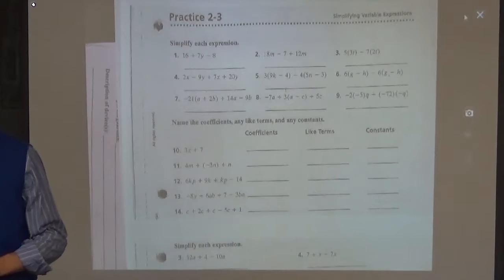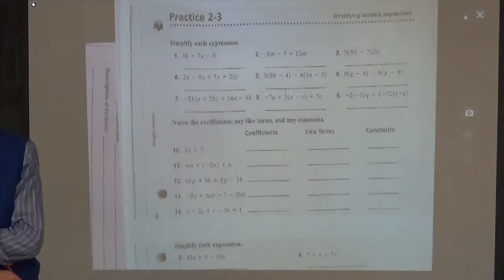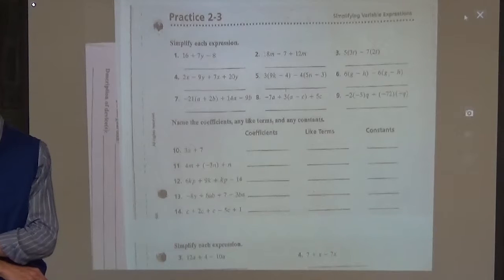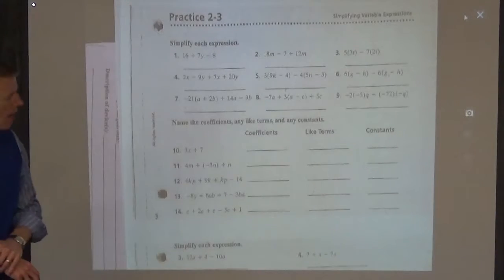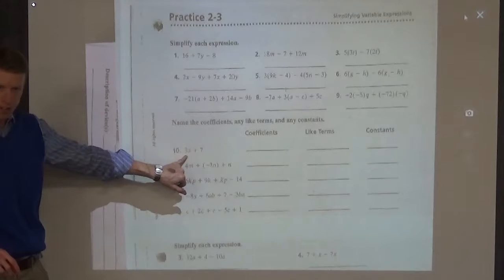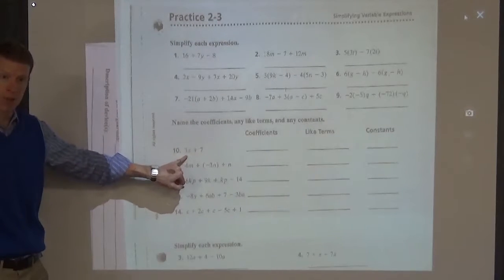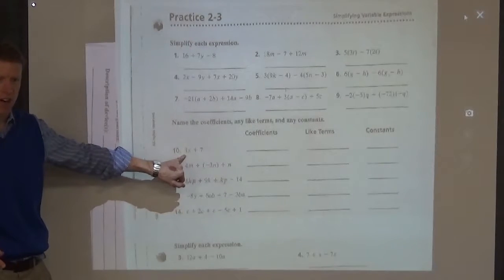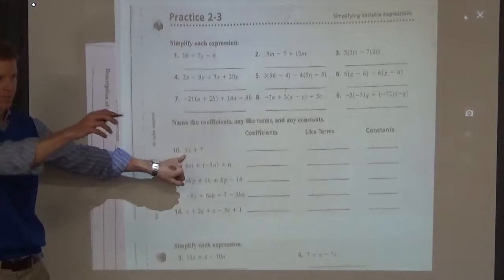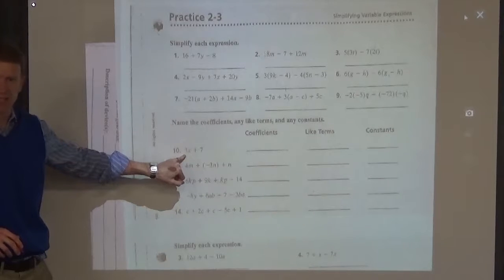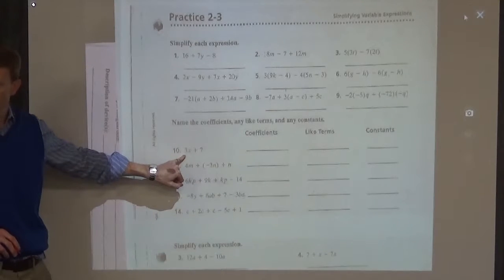So, coefficients. Jacob? The number of variables that you have. In other words, the number in front of the variable tells you how many of those you have. 3x tells you that there are how many x's? 3. Yeah, so the coefficient is 3. Okay? The coefficient is 3.